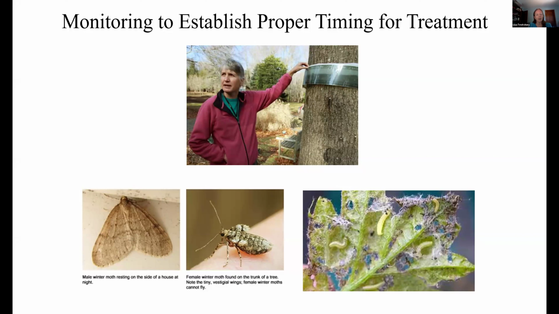The pictures of the moths on the bottom, the male is on the left and the female is on the right. And the female has, you could either say no wings or very, very tiny vestigial wings, but she does not fly.